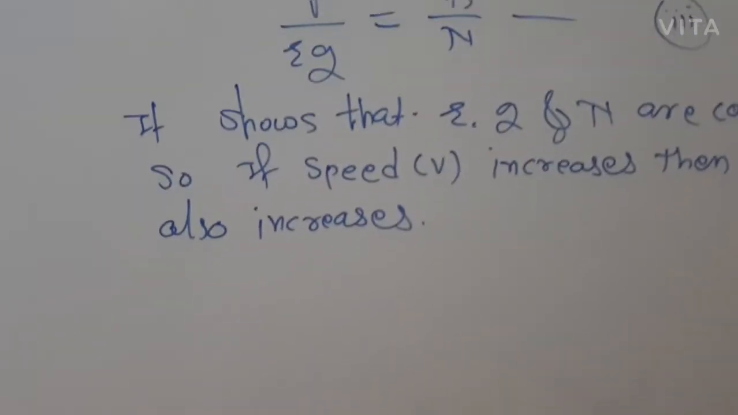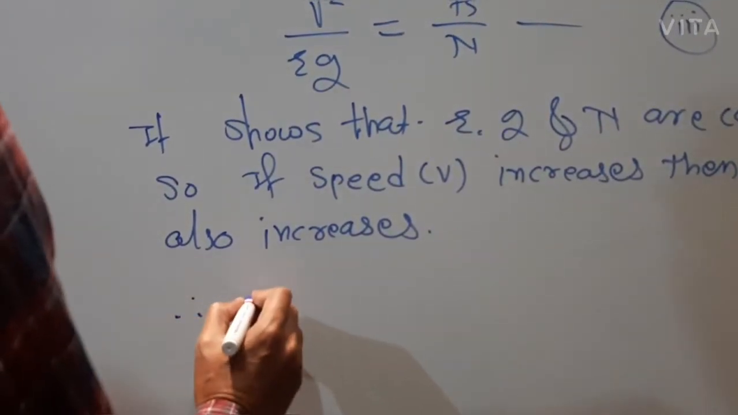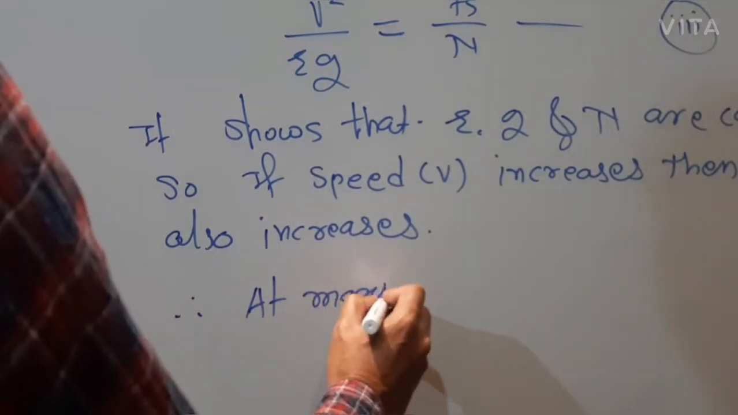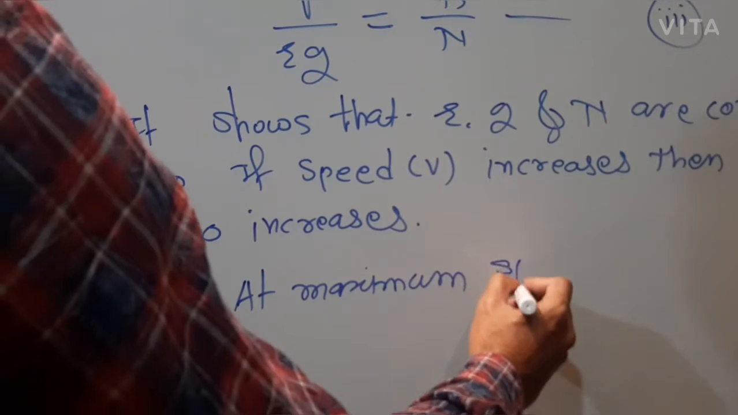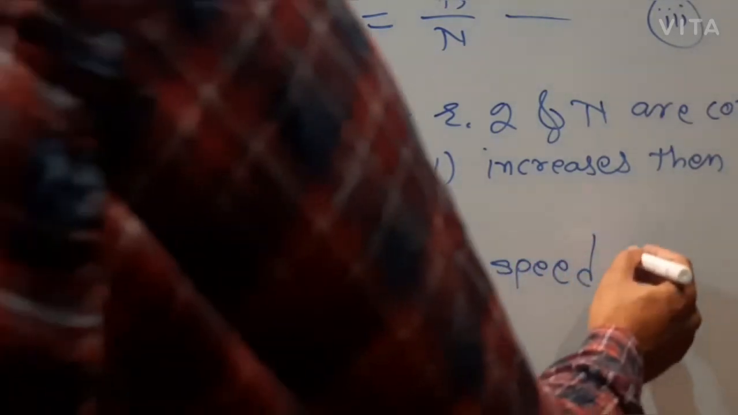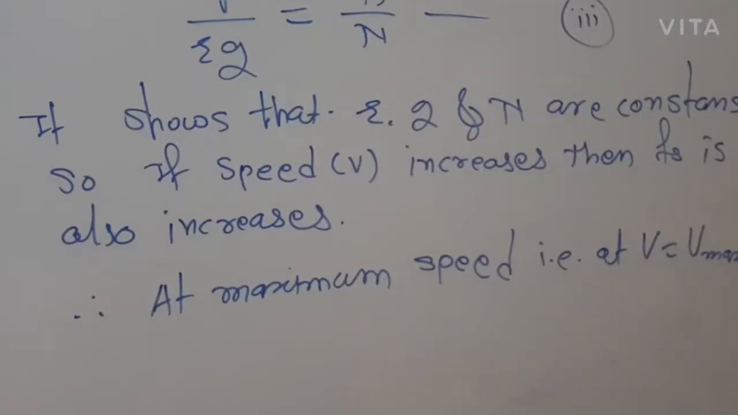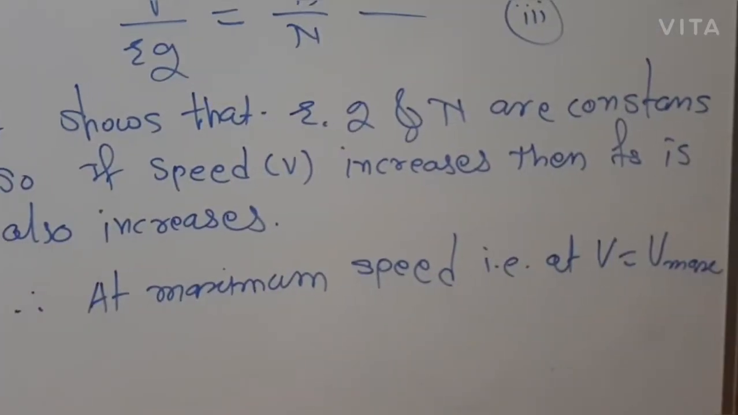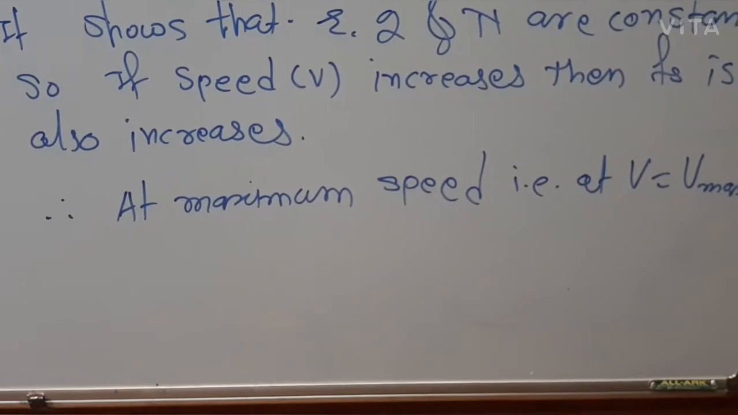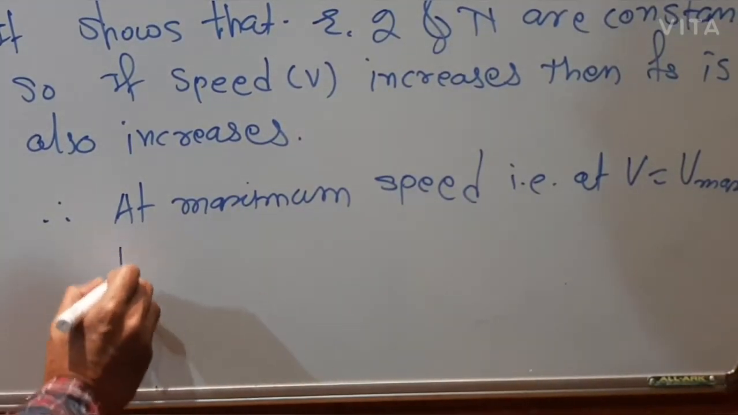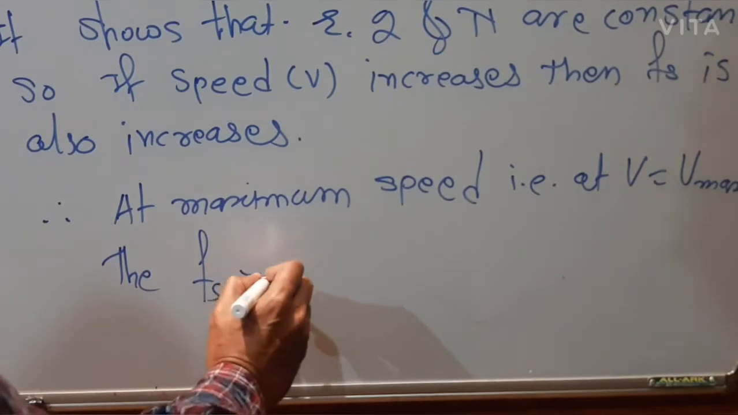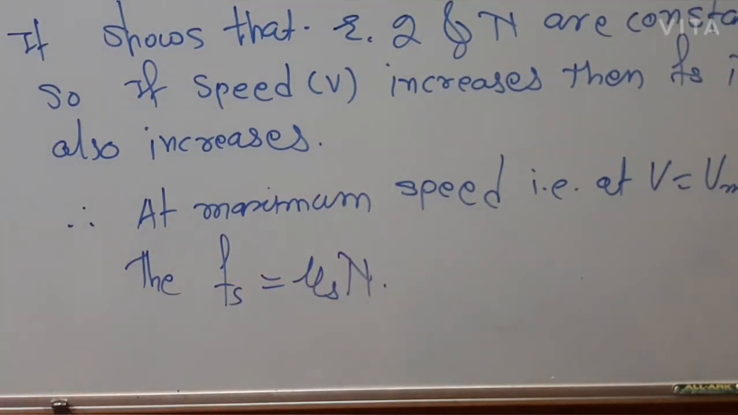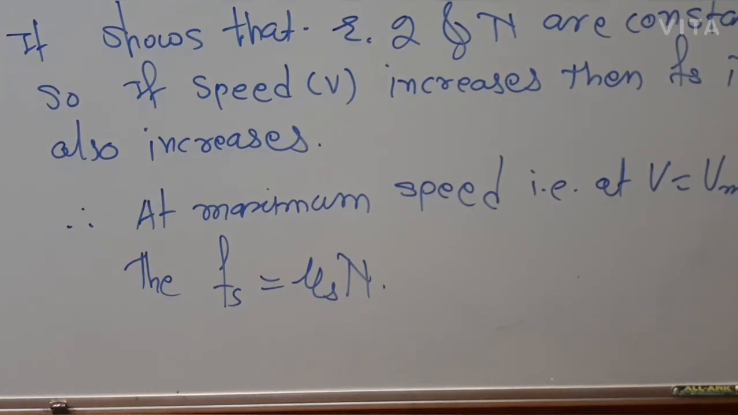And therefore at maximum speed, that is at v is equal to v max, the force of friction Fs is equal to mu s into N.